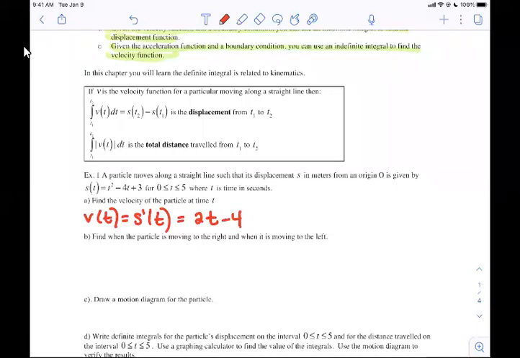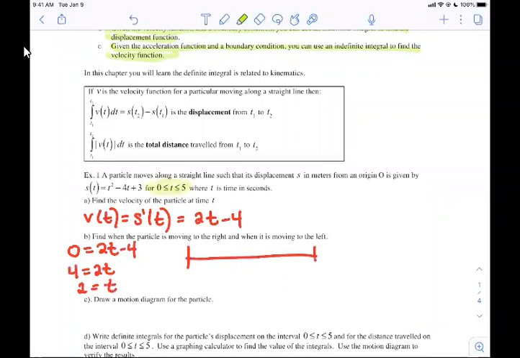Find when the particle is moving to the right and when it is moving to the left. So what do we need to figure out? You're right, what's negative or positive? You need to find where the velocity is positive and where the velocity is negative, okay? But before we do that, we need to set the velocity function equal to 0, and then we'll do our sign chart. So you add 4 to both sides and divide by 2. Now, you got to pay attention to these intervals. This is saying time is 0 to 5. So I'm going to put 0 and 5, and velocity is equal to 0 at time equals 2.